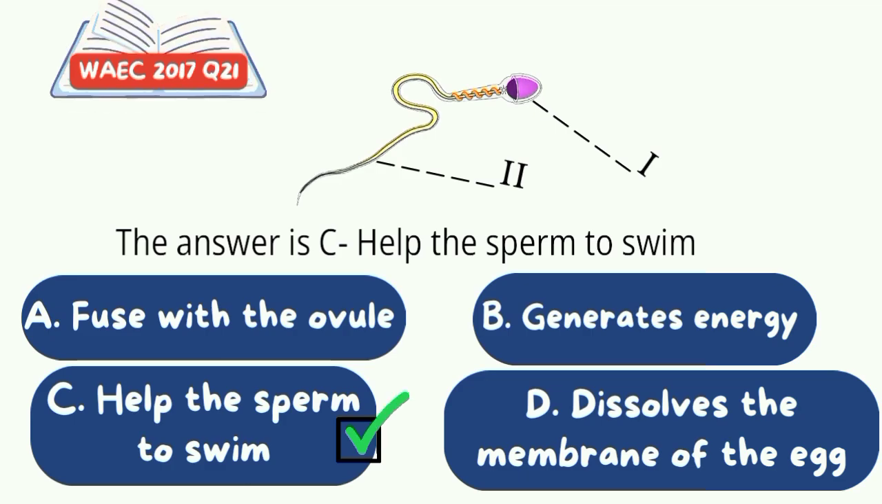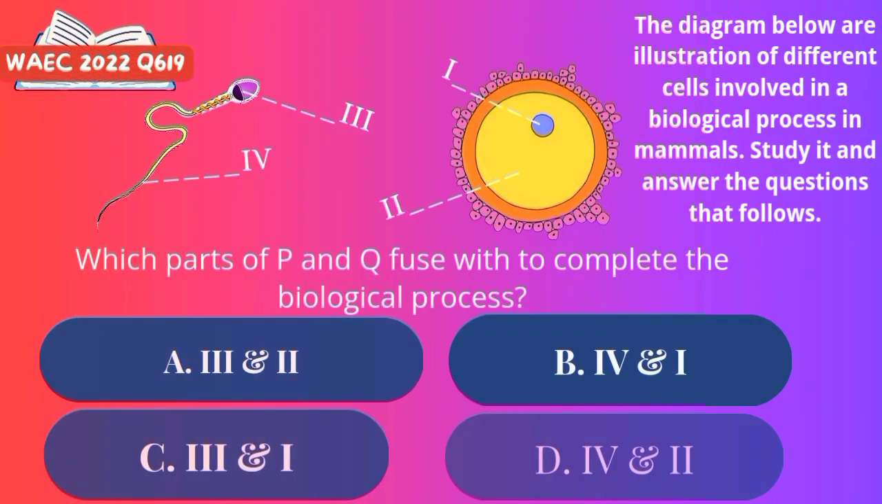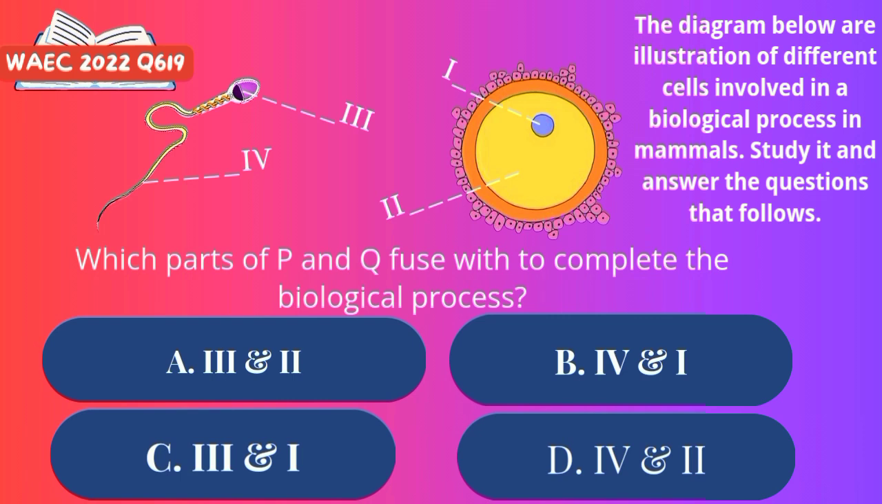that generates energy. The next question is question 19 from 2002. The diagram below is an illustration of two different cells involved in a biological process in mammals. Study them and answer question 19.